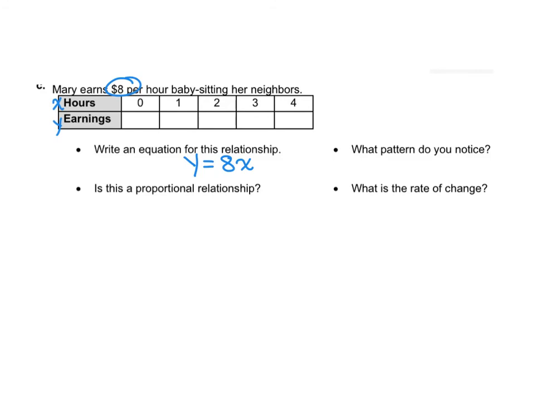So let's fill in our table, and we're going to plug in 0. So if you babysit 0 hours, you're going to make $0. After 1 hour, you're plugging in the 1. 8 times 1 is 8. 8 times 2 is going to be 16. 8 times 3 is 24, and 8 times 4 is 32. All right, so what pattern do we notice? Well, we notice that it's going up by $8 every hour.